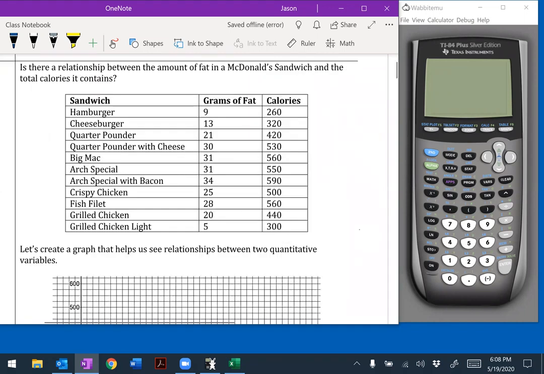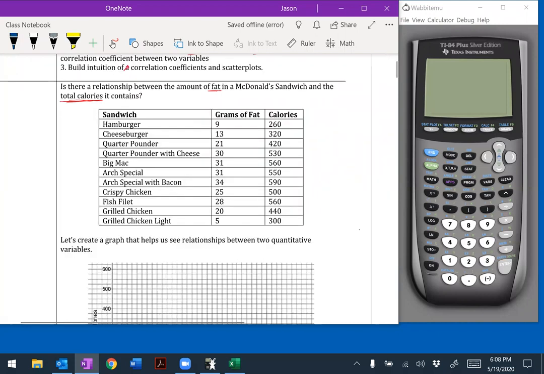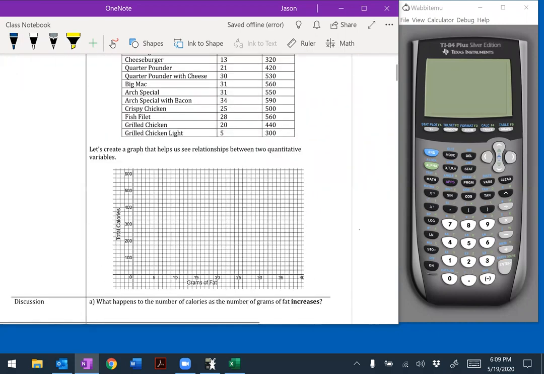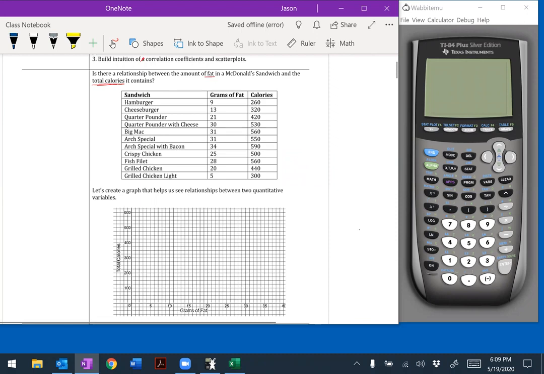Is there a relationship between the amount of fat in a McDonald's sandwich and the total calories it contains? Well, we could graph this and see. The grams of fat is the x-axis, and the calories is the y-axis. Does the amount of calories increase as the grams of fat increases? Is there a positive relationship? Is there a negative relationship? Is there no relationship? We want to see that.